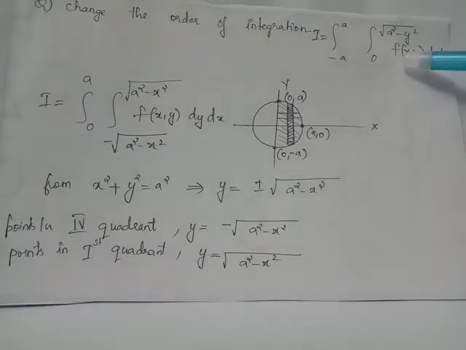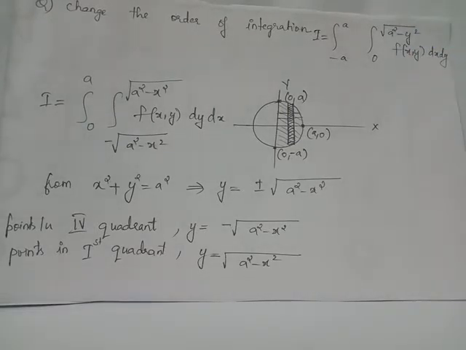Looking at the given double integral, we have x varies from x equals 0 to x equals root of a square minus y square. When you consider the upper limit x equals root of a square minus y square and square both sides, you will get the equation x square equals a square minus y square, which can also be written as x square plus y square equals a square, which represents the equation of a circle whose center is at origin and radius equals a.